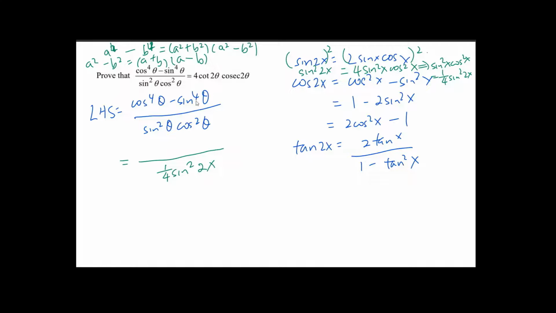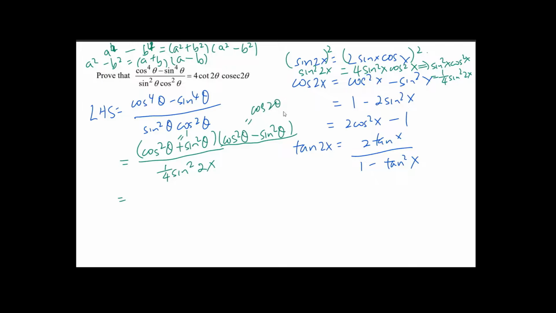Taking a look at this, we know that cosine to the power of 4 theta minus sine to the power of 4 theta can be changed to cosine squared theta plus sine squared theta multiplied by cosine squared theta minus sine squared theta. If you take a look at your formula booklet, once you see cosine squared theta plus sine squared theta, we know that it equals 1. So we switch this to 1 and we'll be left with cosine squared theta minus sine squared theta, which equals cosine 2 theta. So we can change this to cosine 2 theta.